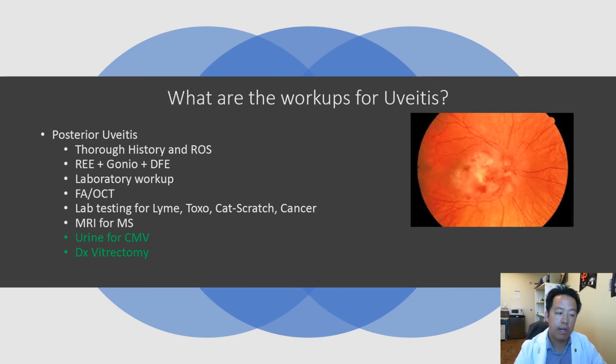For posterior, pretty similar to intermediate. Maybe the only difference is urine tests for cytomegalovirus, and I read that even some ophthalmologists do a diagnostic vitrectomy to see if something is going on in the vitreous. So that's another thing you can think of to refer out if you think it's posterior.